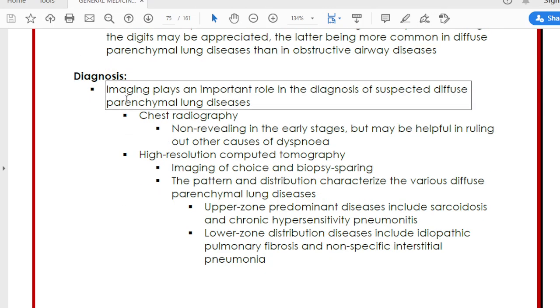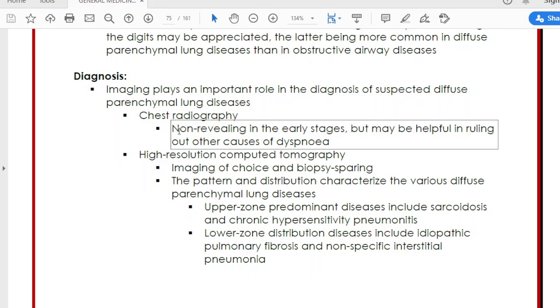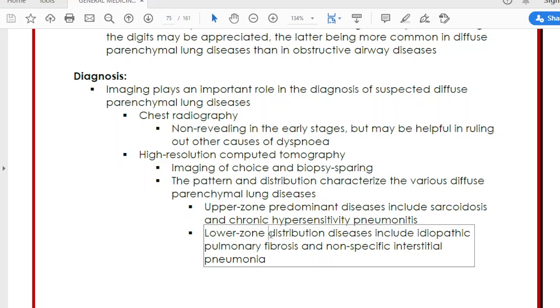Diagnosis. Imaging plays an important role in the diagnosis of suspected diffuse parenchymal lung diseases. Chest radiography: non-revealing in the early stages, but may be helpful in ruling out other causes of dyspnoea. High-resolution computed tomography: imaging of choice and biopsy sparing. The pattern and distribution characterize the various diffuse parenchymal lung diseases. Upper zone predominant diseases include sarcoidosis and chronic hypersensitivity pneumonia. Lower zone distribution diseases include idiopathic pulmonary fibrosis and nonspecific interstitial pneumonia.